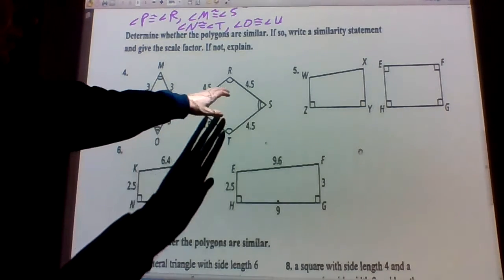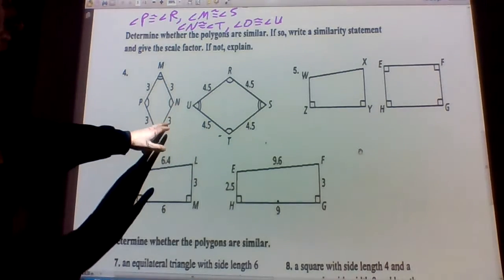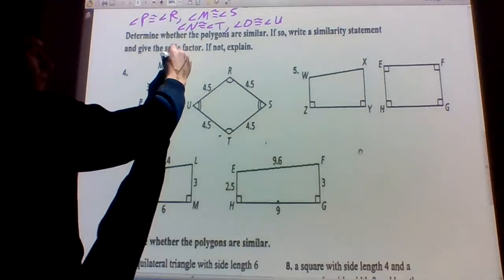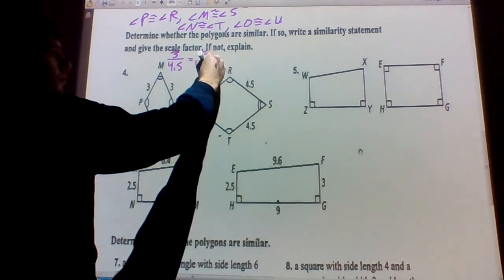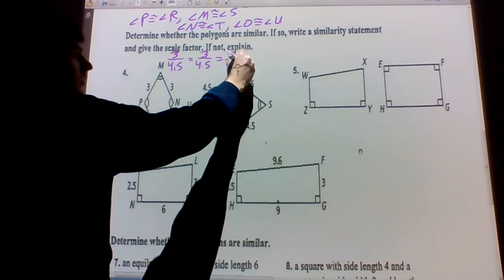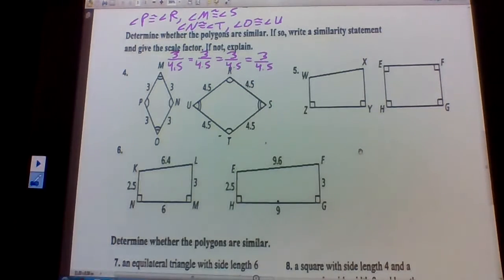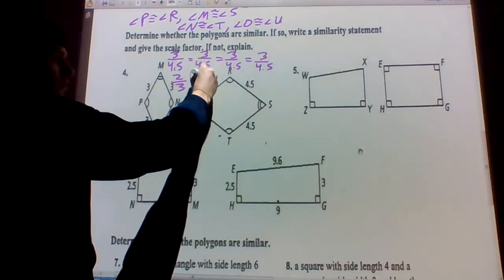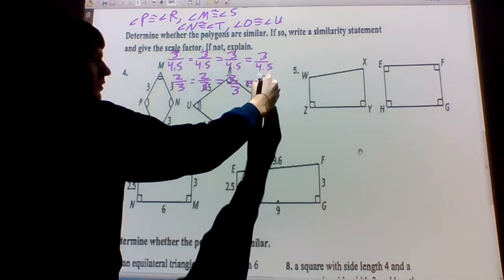So 3 here is going to match up with 4.5, 3 with 4.5, and 3 with 4.5. So all of our ratios are 3 over 4.5. If we put that in the calculator, 3 divided by 4.5, we're going to get 2/3 each time. So 2 over 3 equals 2 over 3 equals 2 over 3 equals 2 over 3.